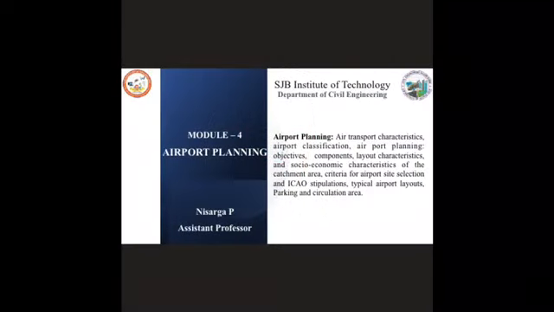Hello students, in this session we'll start discussions with respect to module 4. Module 4 includes airport characteristics and airport classification, and also we'll study how airport planning has to be done considering the objectives and the different components, and various types of airport layouts can also be studied, and also the socio-economic characteristics of catchment area and criteria for the site selection as per the ICAO stipulation, and some of the typical airport layouts, parking and circulation area will be covered under module 4.